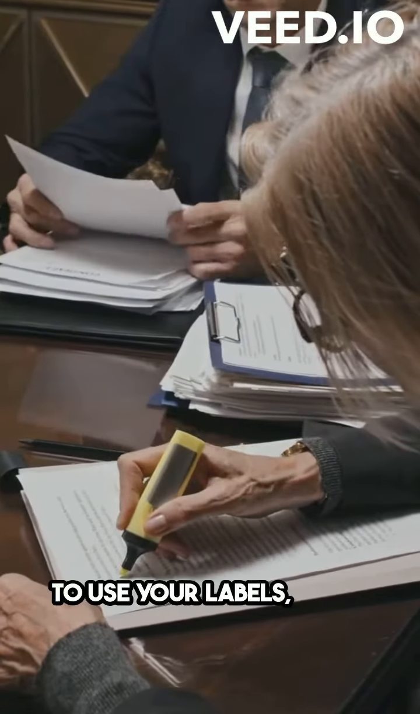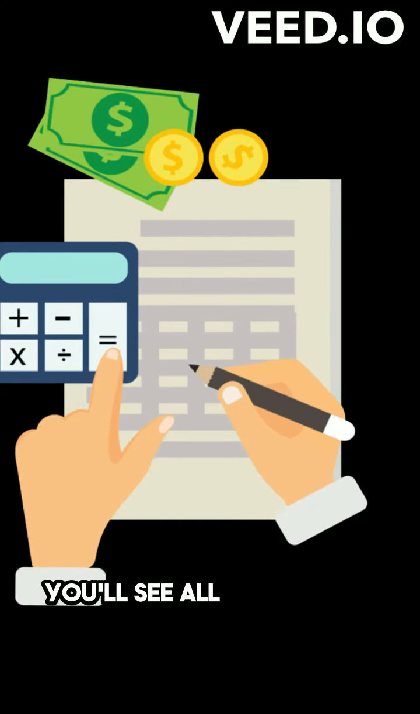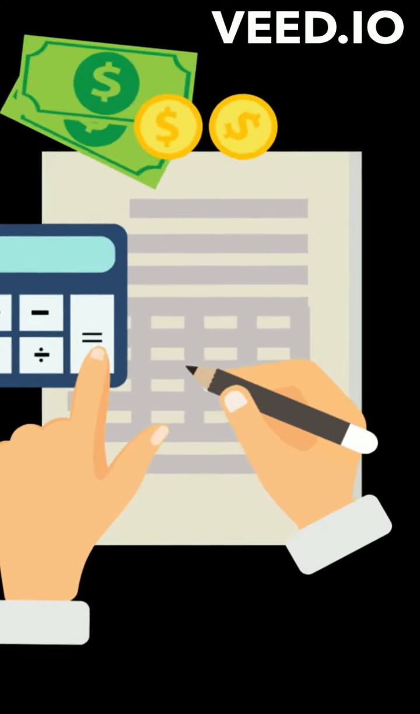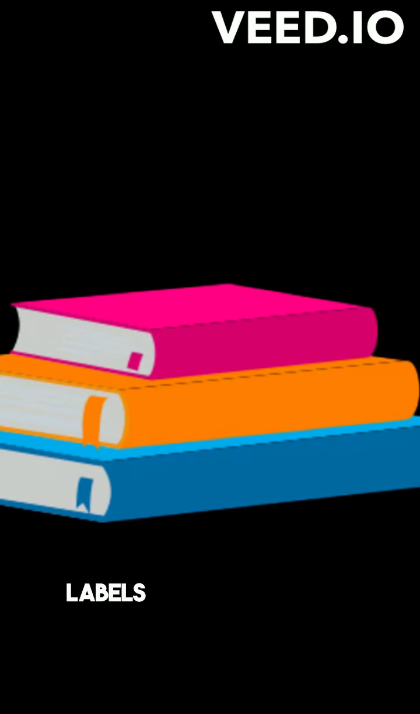To use your labels, go to the View menu and click on Document Outline. You'll see all your labels neatly organized. Click on any label to jump straight to that section. Labels make navigating your document a breeze.